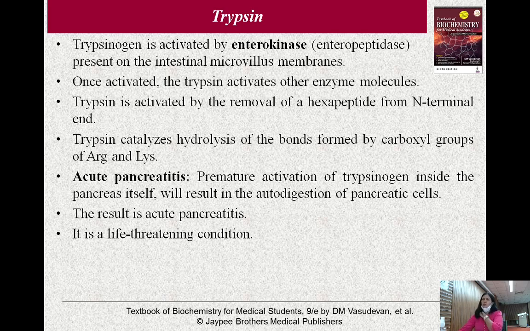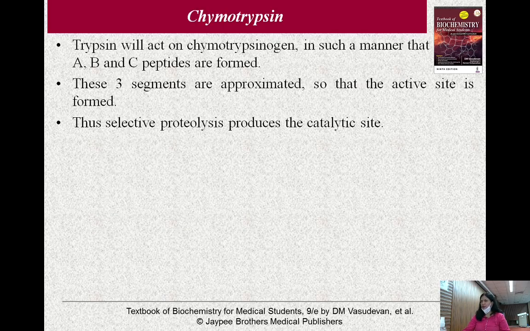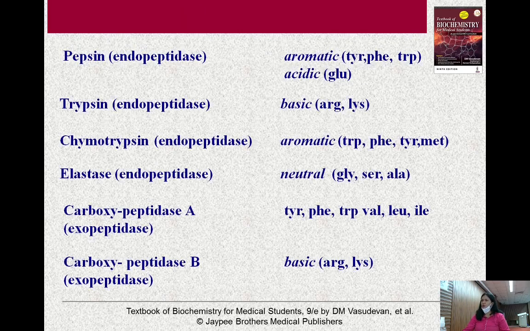Clear? Now, trypsin will act on the protein which is semi-digested in the stomach, and then remember it will act on the peptide bonds which are formed by the basic amino acids. I may ask any of the students to name the amino acids where these proteolytic enzymes will act. So trypsin, remember, will act on the basic amino acids, that is arginine and lysine. Clear? So trypsin will act on arginine and lysine, and chymotrypsinogen. So remember this one. Pepsin, where will it act?